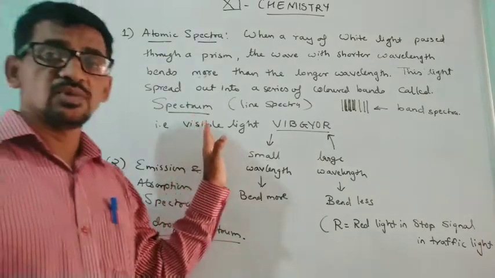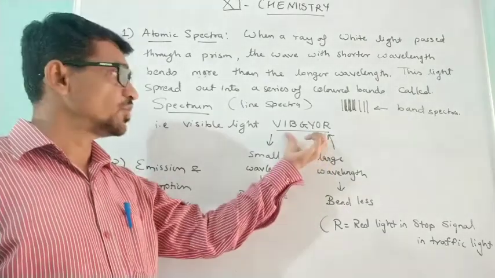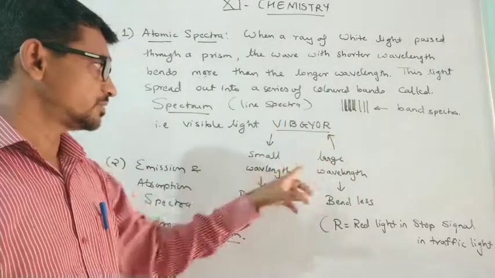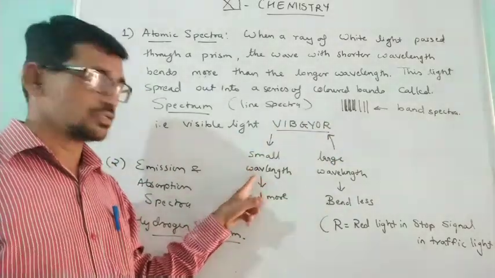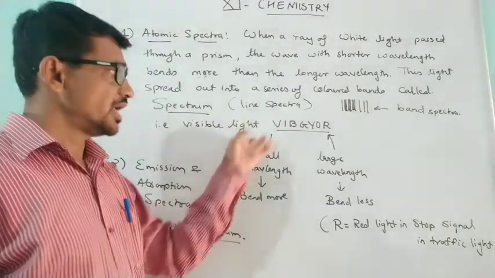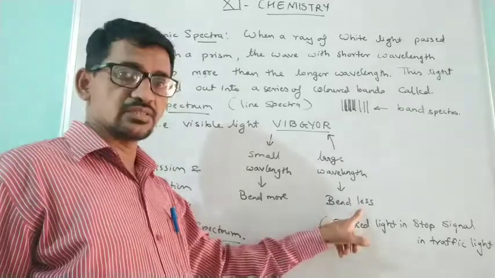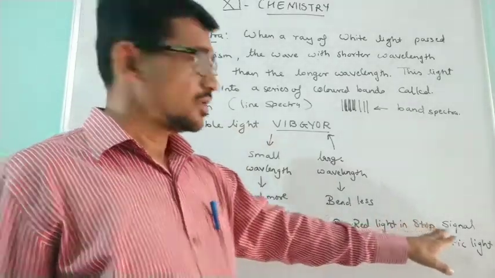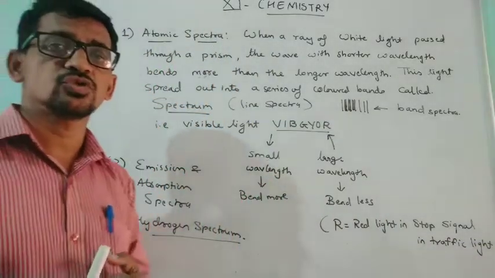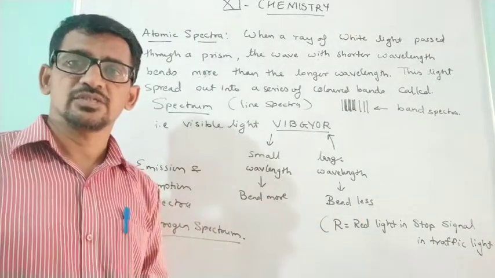That's why it is known as band spectra or line spectra. For example, visible light, when it passes through the prism, is converted into 7 colors, VIBGYOR, having different wavelengths from violet to red. Violet means the small wavelength, so it will bend more. So bending of violet light is more as compared to red light. Red light means larger wavelength, so it bends less. That's why red light is used in stop signals in traffic. Why? Because its bending is less and it travels more distance.